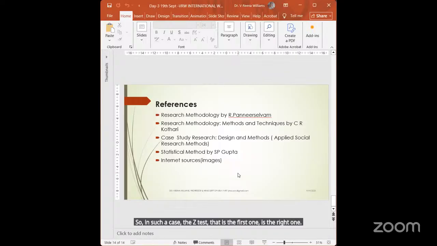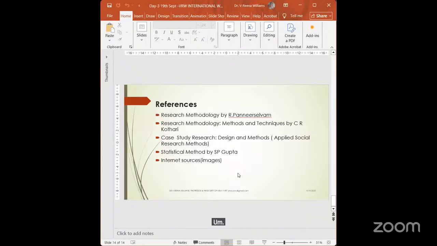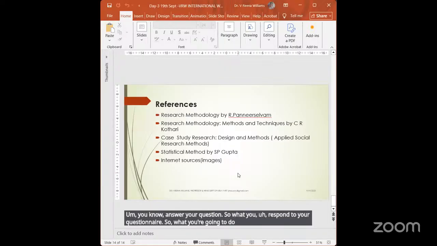She's doing a pilot study, so a minimum of 384 or 385 is sufficient. But to get that 384, she may be using a Google form to share, and it's not necessary that all those 384 people will correctly answer your questions. So you send it to around 500 people, and you will definitely get at least 200. When you start working on it, you'll get an idea.